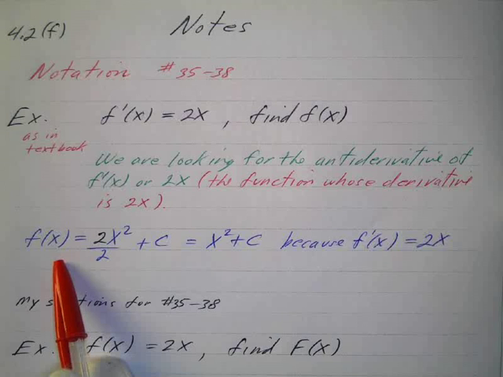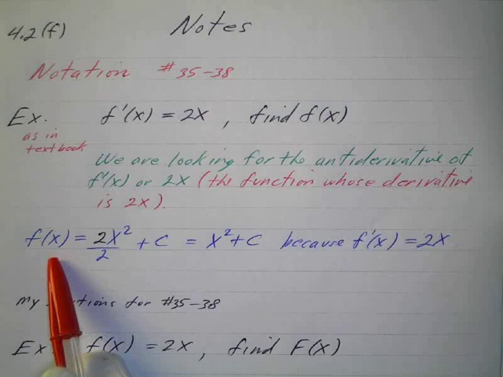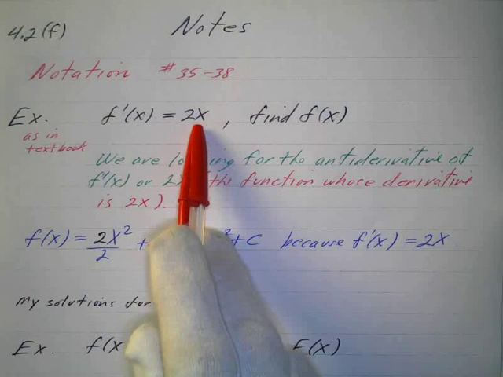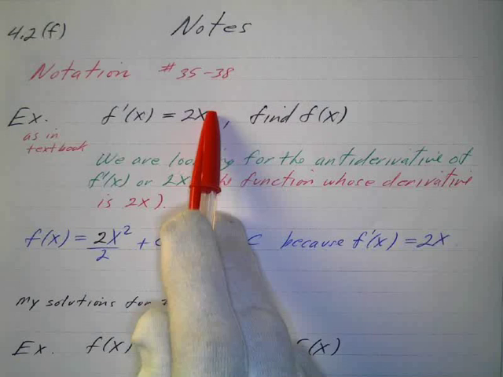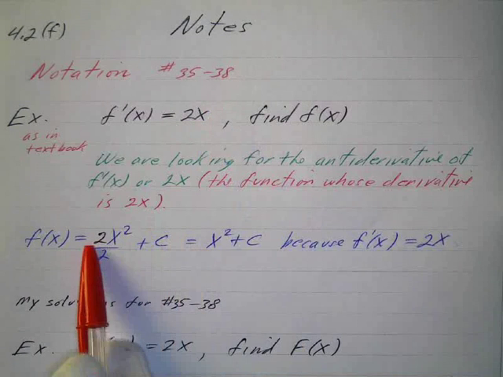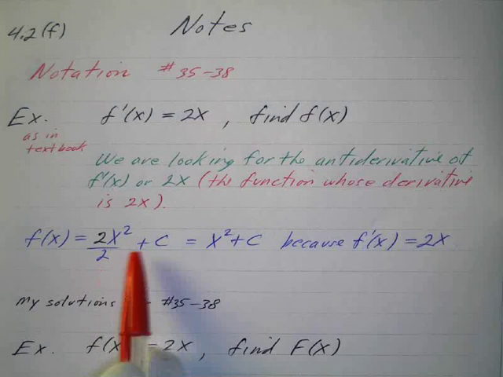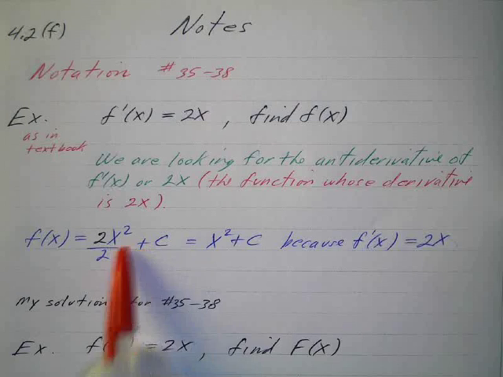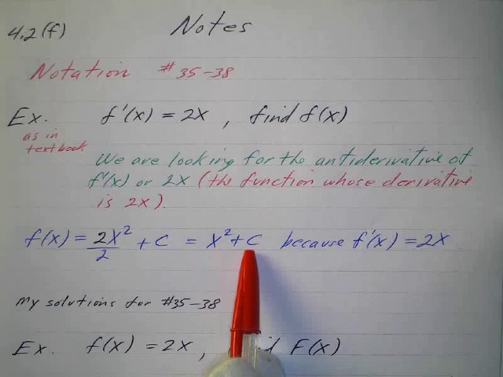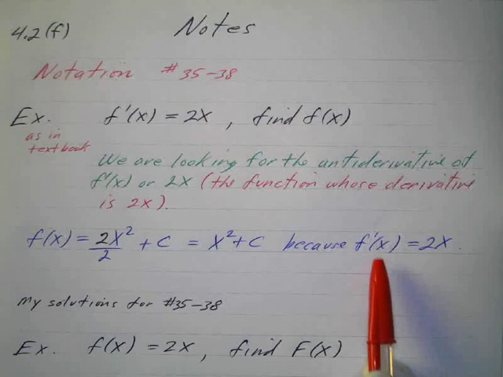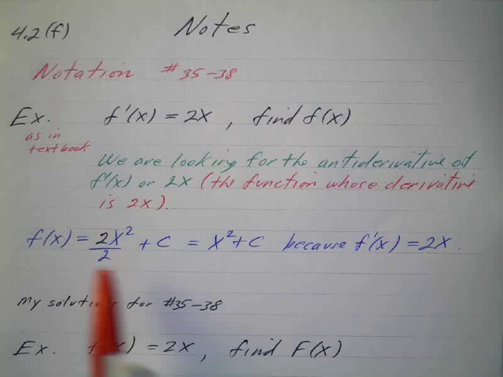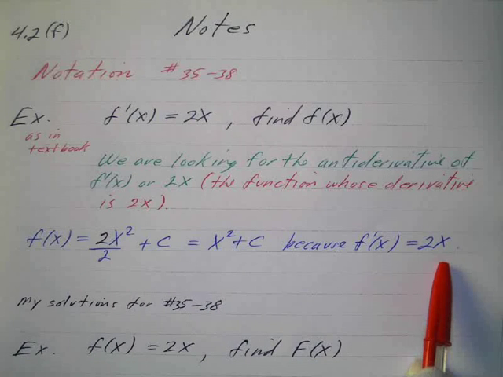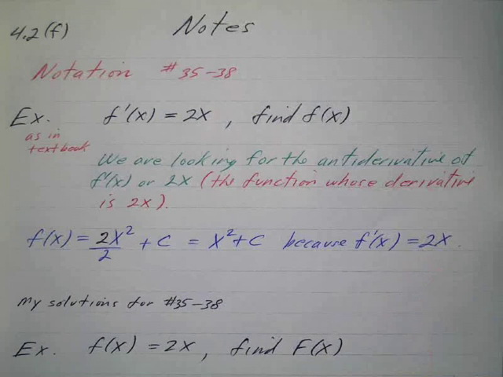So we could work it out like this. We'd say f of x equals the antiderivative of this. So we would add 1 to the exponent and divide by that. So 2 times x squared divided by 2 plus c. And that ends up equaling x squared plus c, because f prime of x, the derivative of this, is just 2x. Now, I didn't use that notation on the antiderivative worksheet.